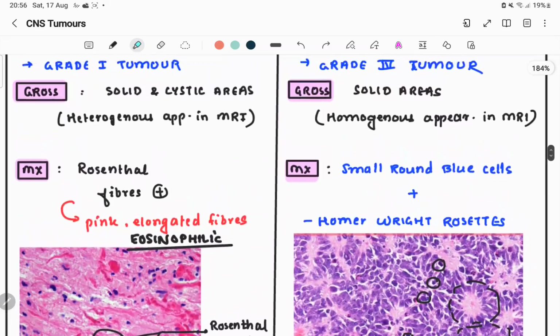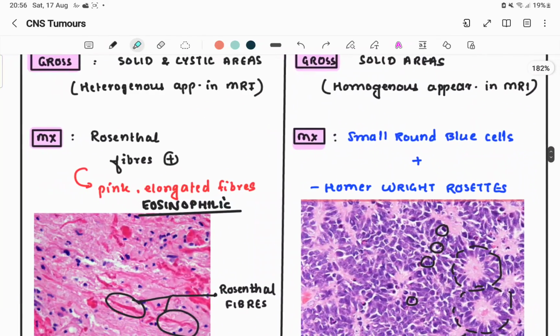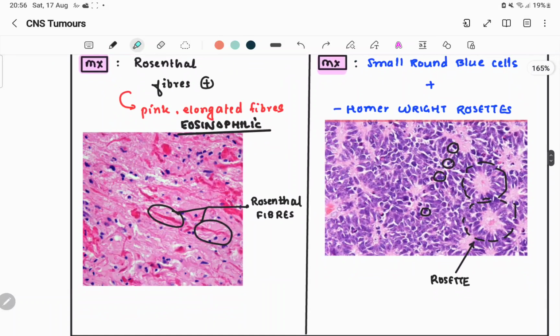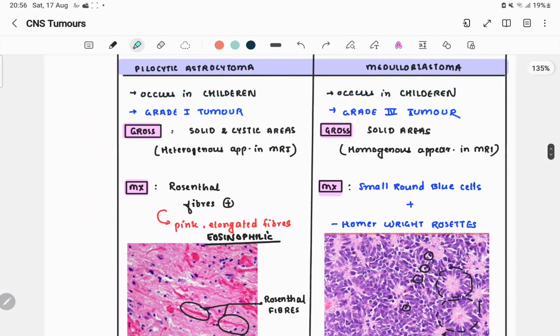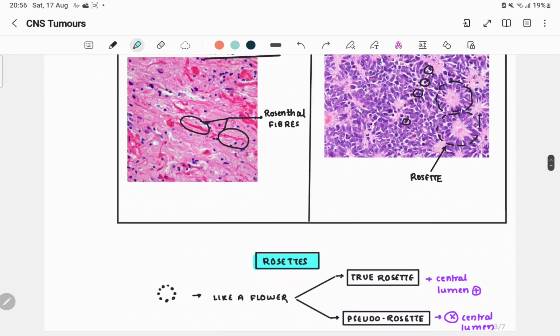And microscopy of medulloblastoma: small round blue cells are present, plus Homer-Wright rosette. Important, Homer-Wright rosette. This is a Homer-Wright rosette. And these are the small round blue cells. So medulloblastoma, small round blue cells with Homer-Wright rosette is important.